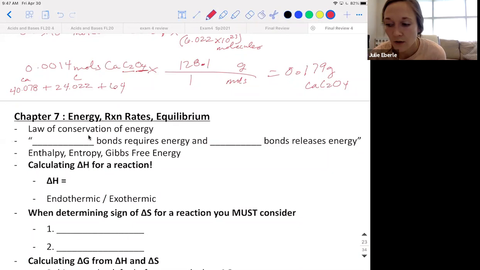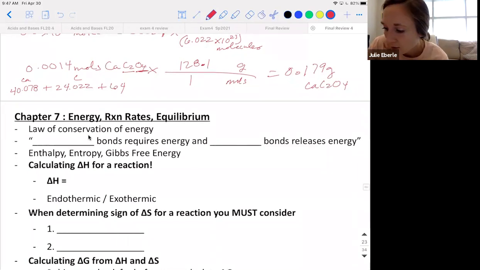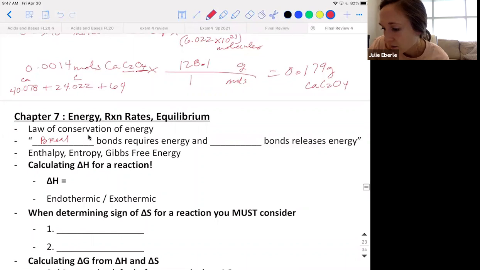So we talked about the law of conservation of energy. We said that all chemical reactions have energy associated with them. We've got to invest energy and we release energy. So we said breaking bonds requires an investment of energy, and forming bonds releases energy. This is why ATP is important in our bodies, okay?